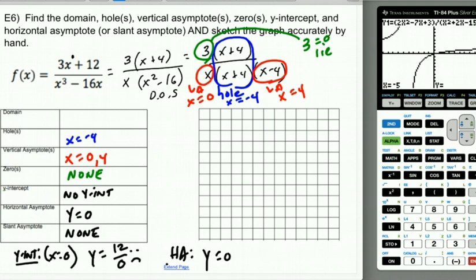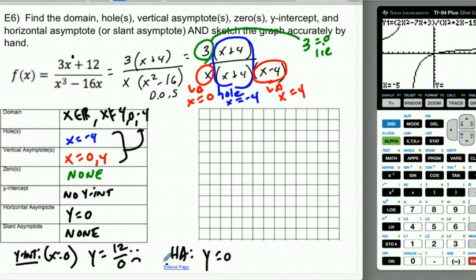When we go to do our domain, the domain is going to be all real numbers, except x can't be these 3 things: 4, 0, and -4. This is going to be a little bit trickier to graph than some of the other stuff that we've been doing because of these 2 asymptotes. So let's go ahead and get to it.